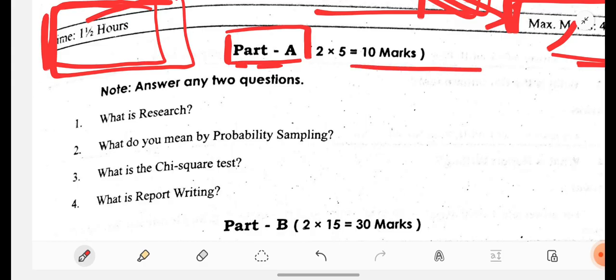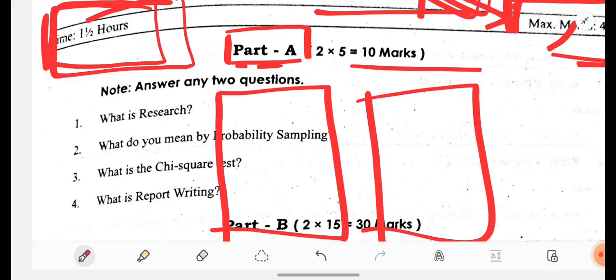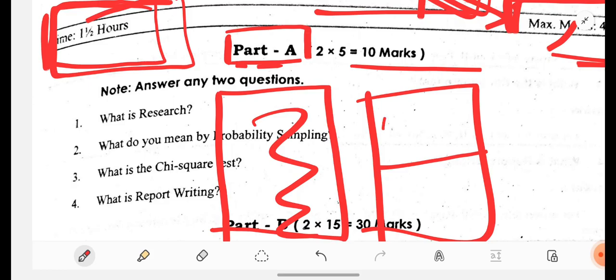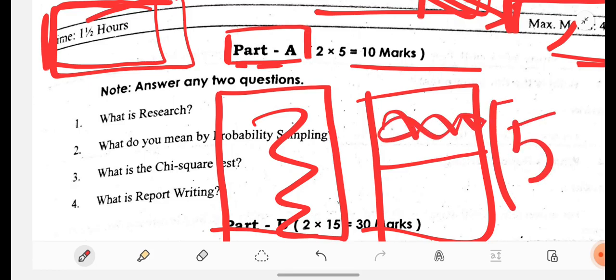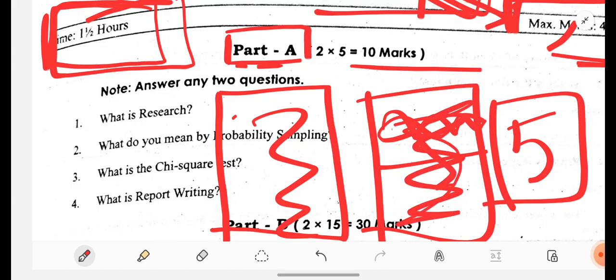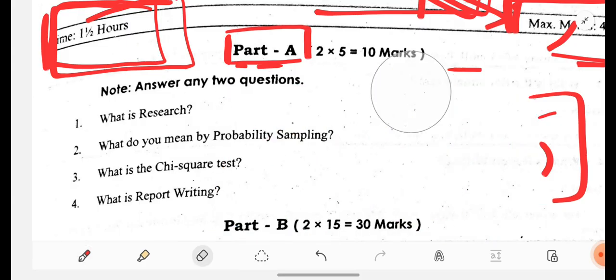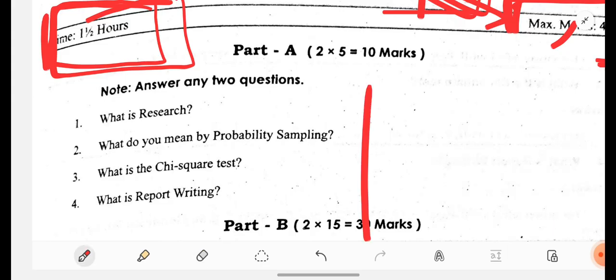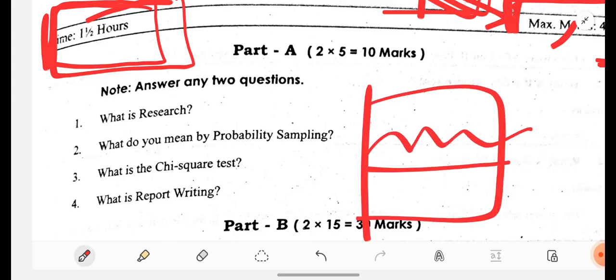Now the question is, how many sides do you have to write to score 5 marks? Definitely you have to write 1.5 sides of the paper. This is one side and then half a side. 1.5 sides to make sure that you get 5 marks in your part A. Okay, if you feel that you can't write 1.5 sides, at least one side you have to write to score 5 marks. Writing just half a side and expecting 5 marks is wrong.